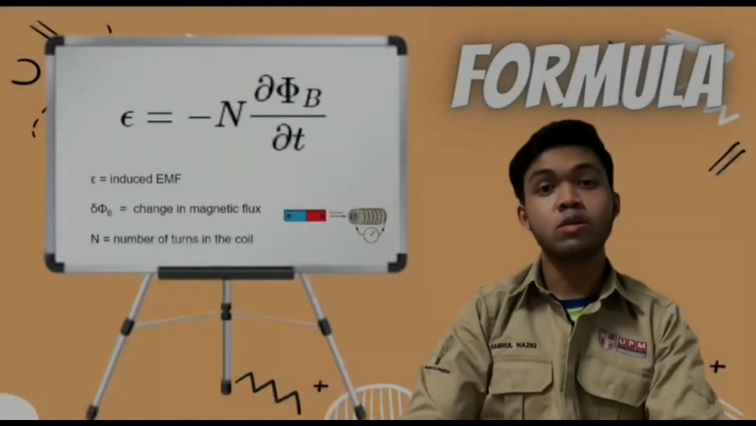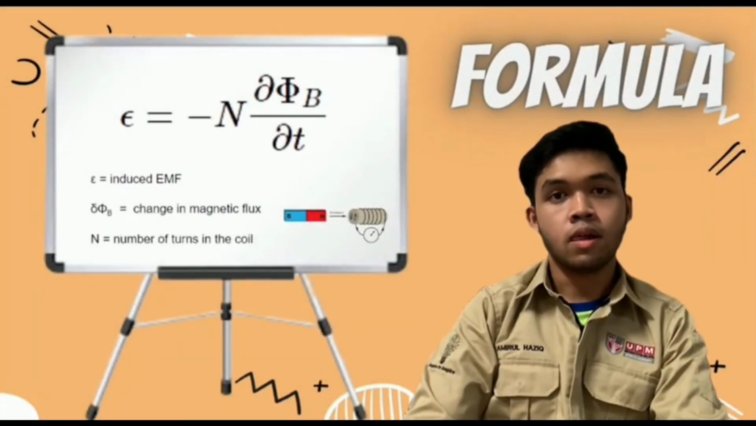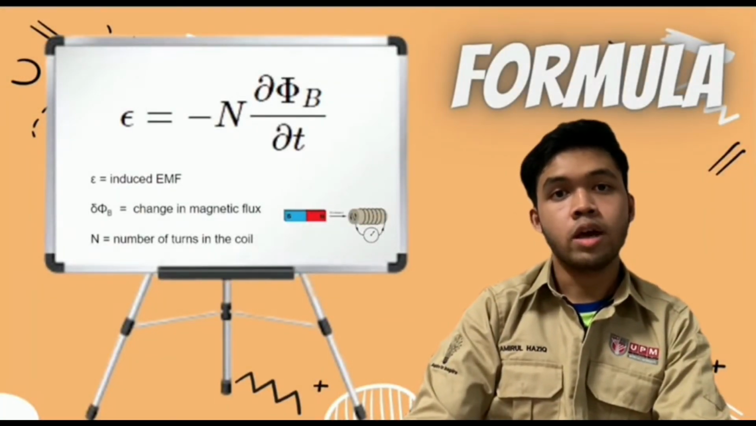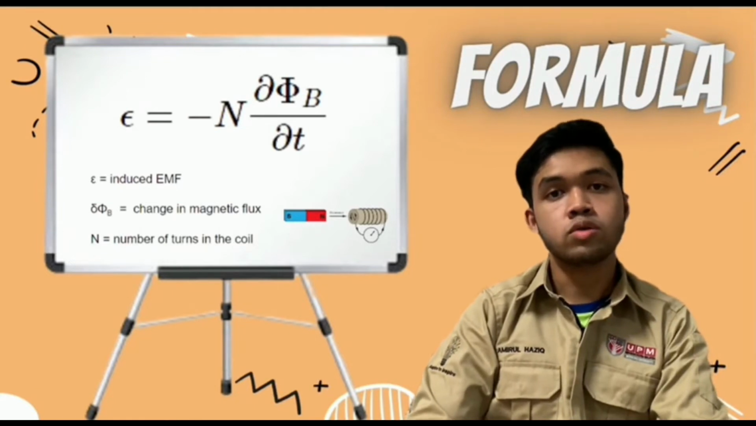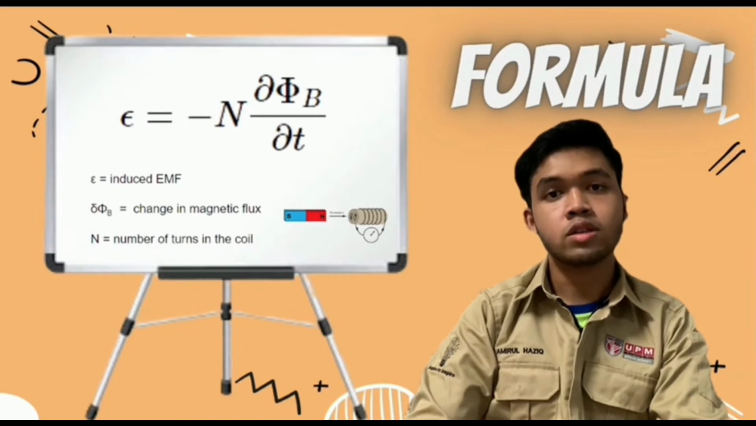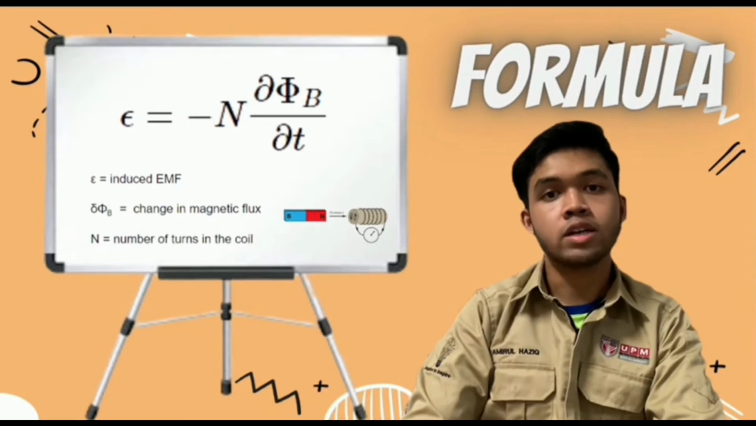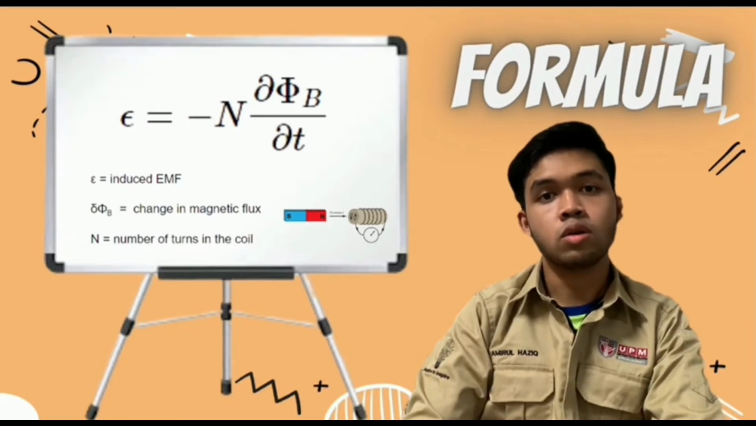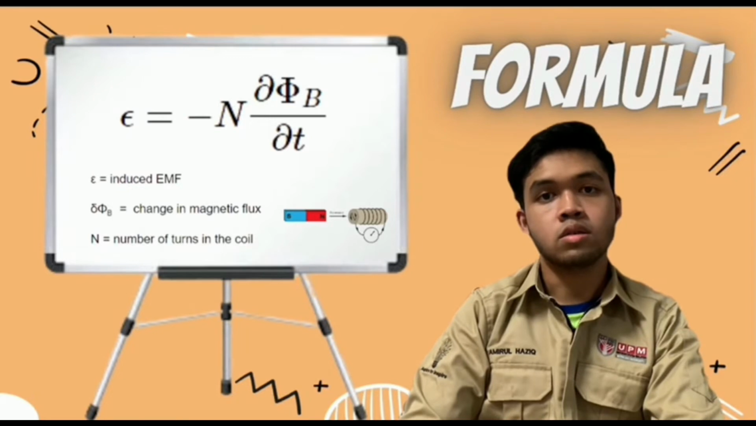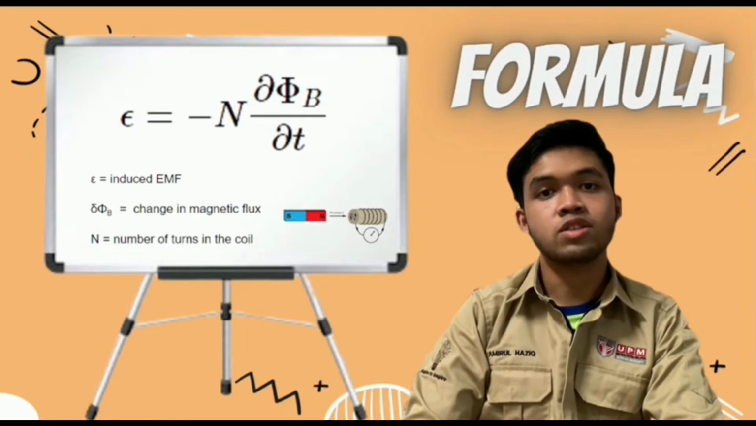First, we will look at the Lenz's law formula. Actually, Lenz's law and Faraday's law use the same formula in solving any problem or question related to induced current. But Lenz's law is more about the direction of the induced current, and Faraday's law is more about the magnitude. For Lenz's law, we will use the induced current formula, which is the number of turns of the coil times the change in magnetic flux over the change in time.